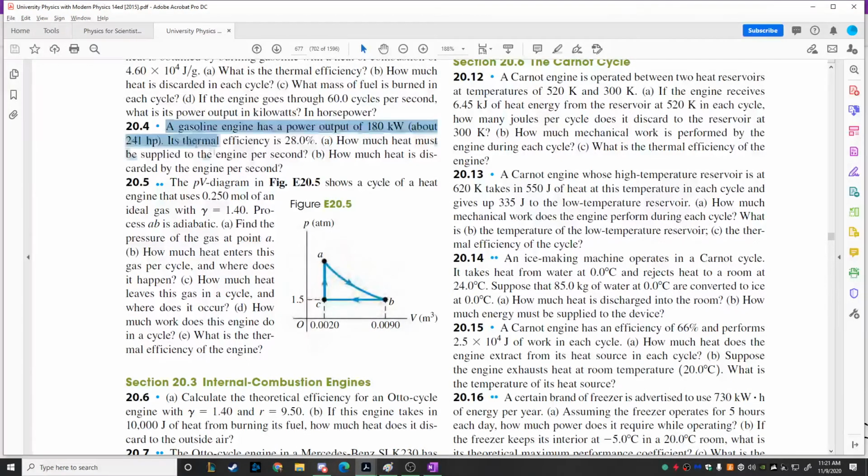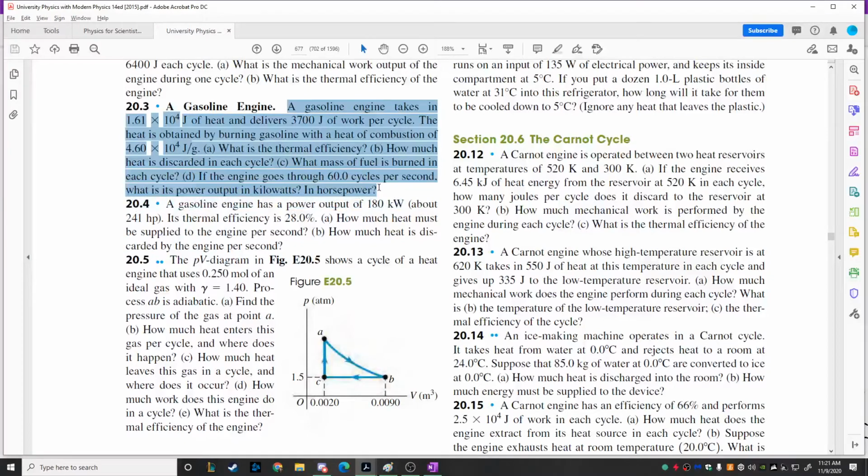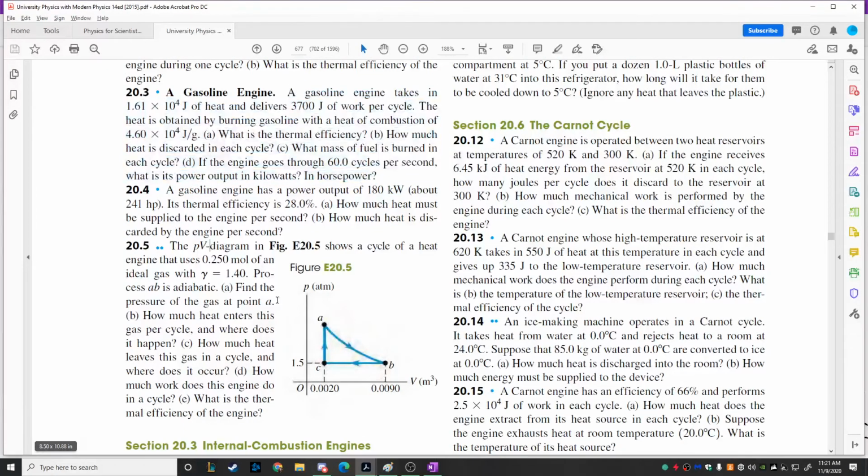Okay, looking at 20.4, this one's not much harder than the one we did, actually. And this looks like exactly the same problem we did. So maybe I'll give a couple of these for your homework. But let's try this one. It's 2 dots, right? So that means it's a little more challenging.